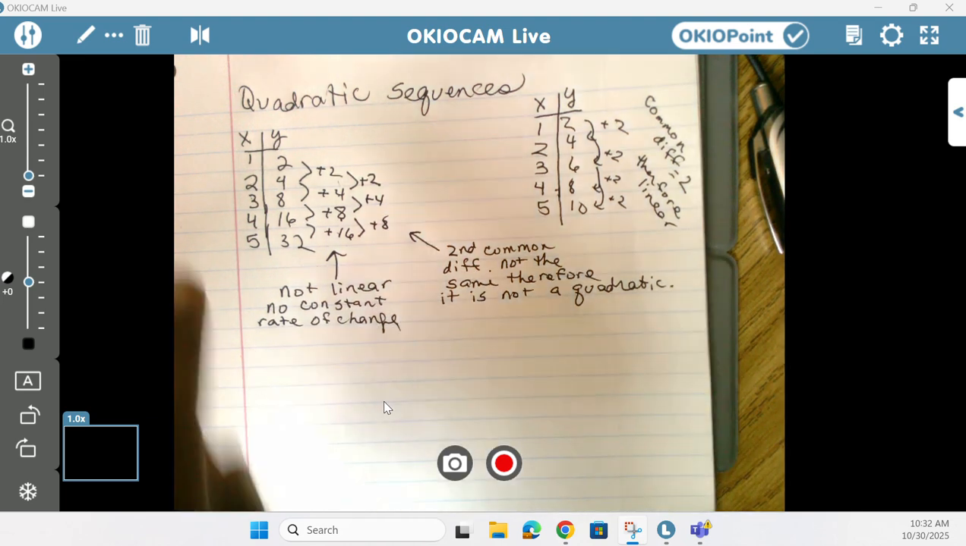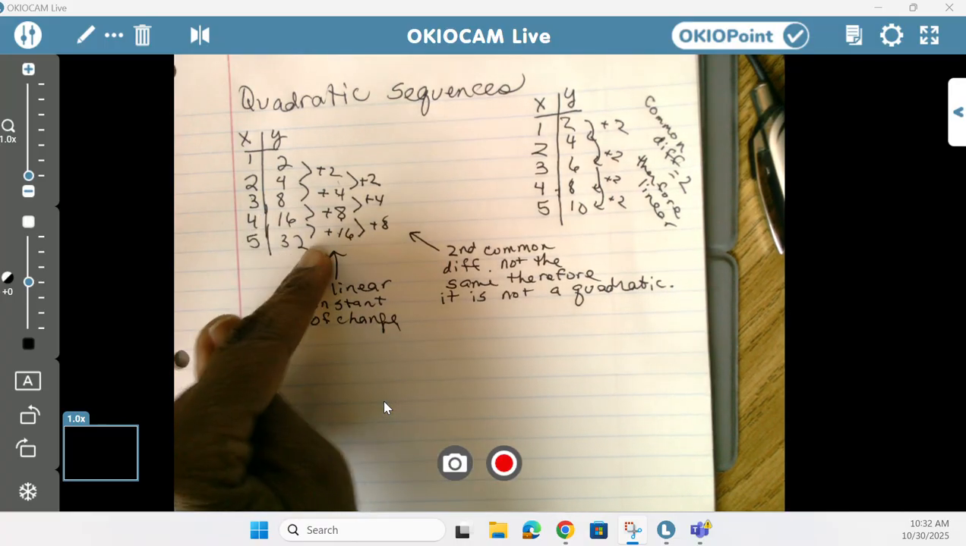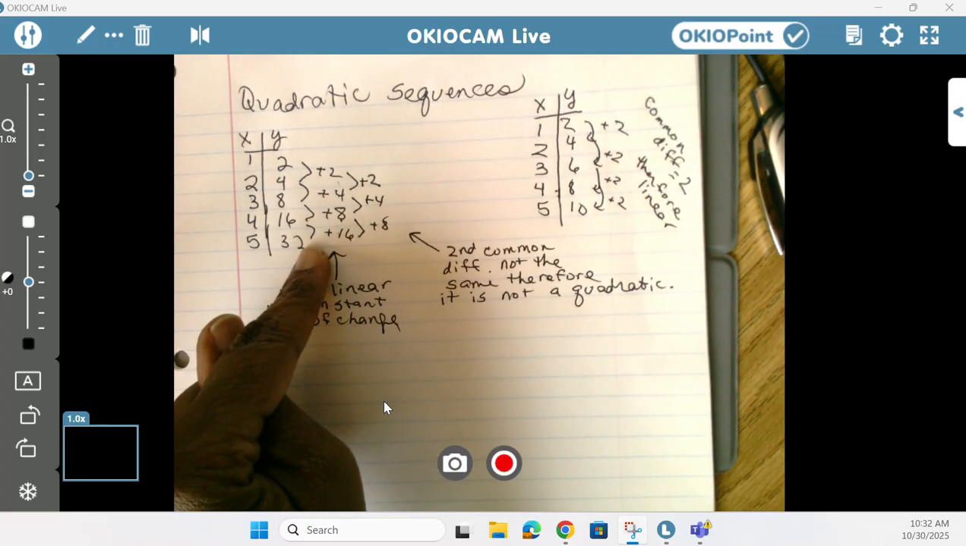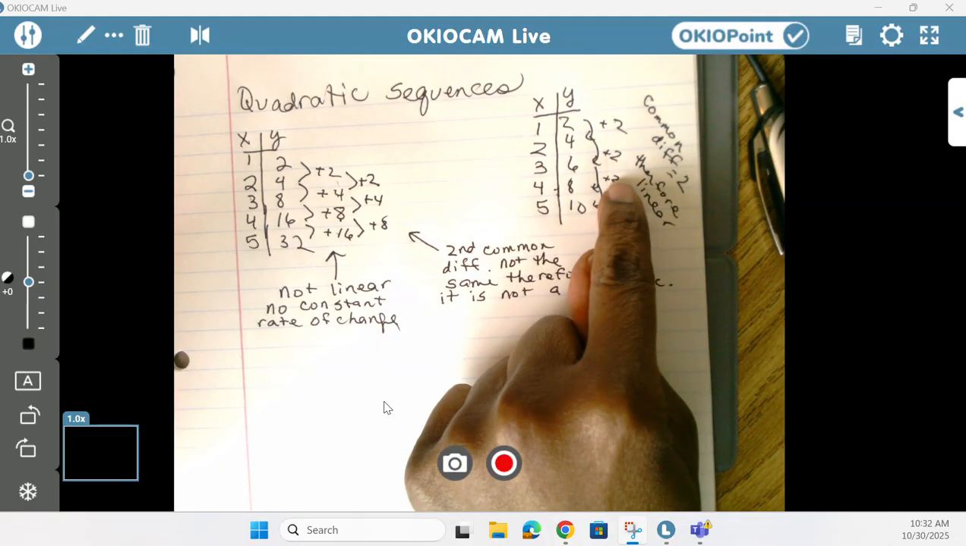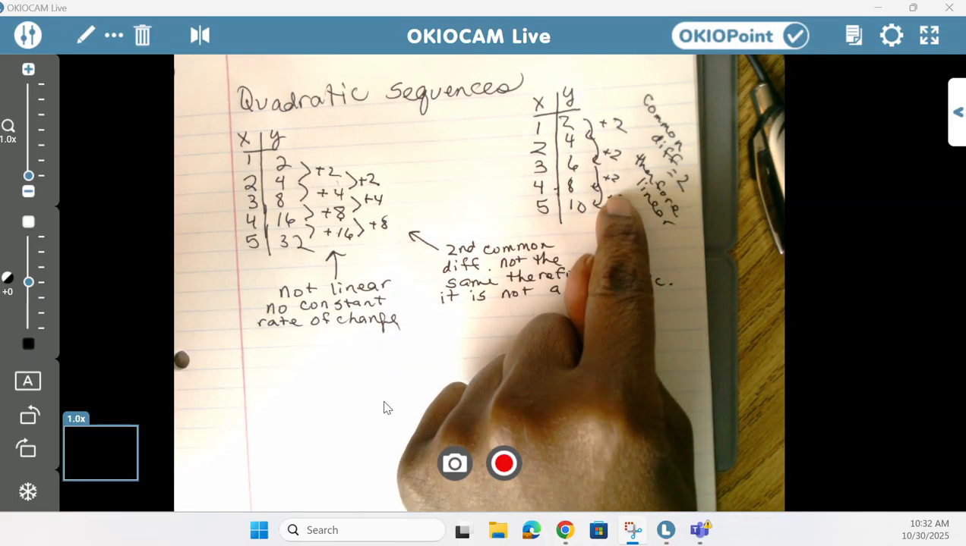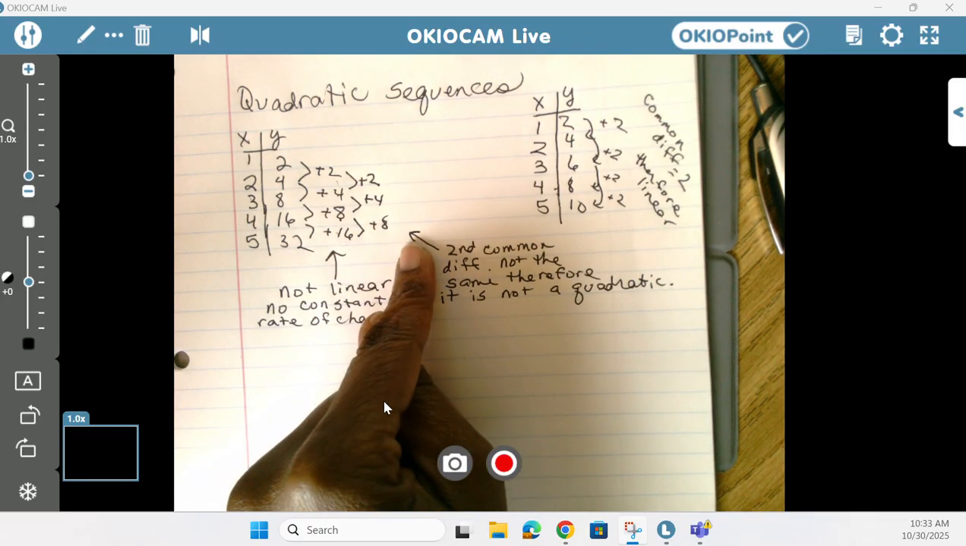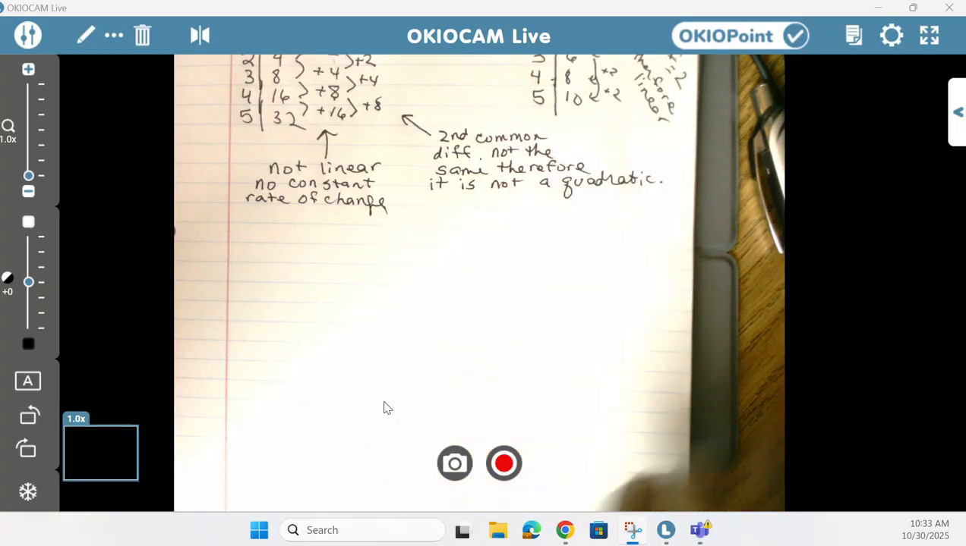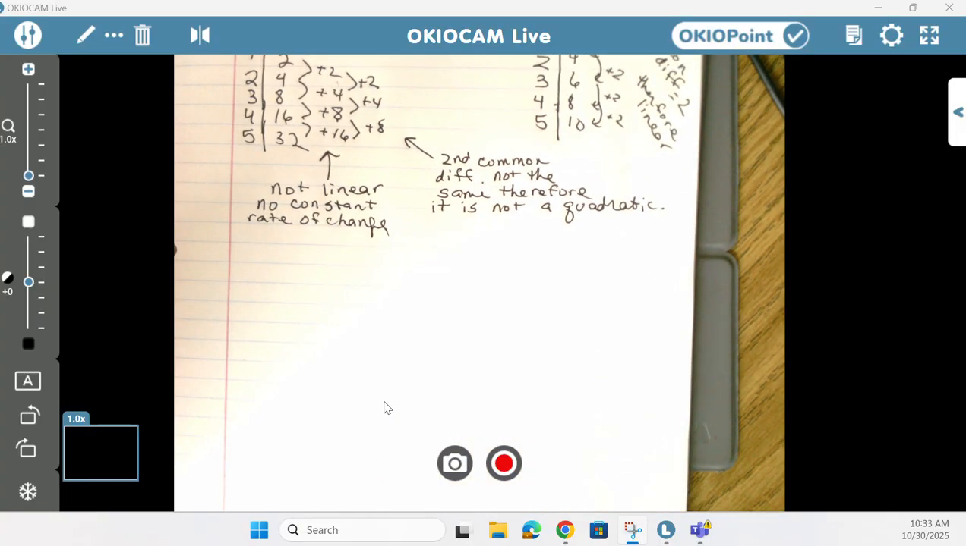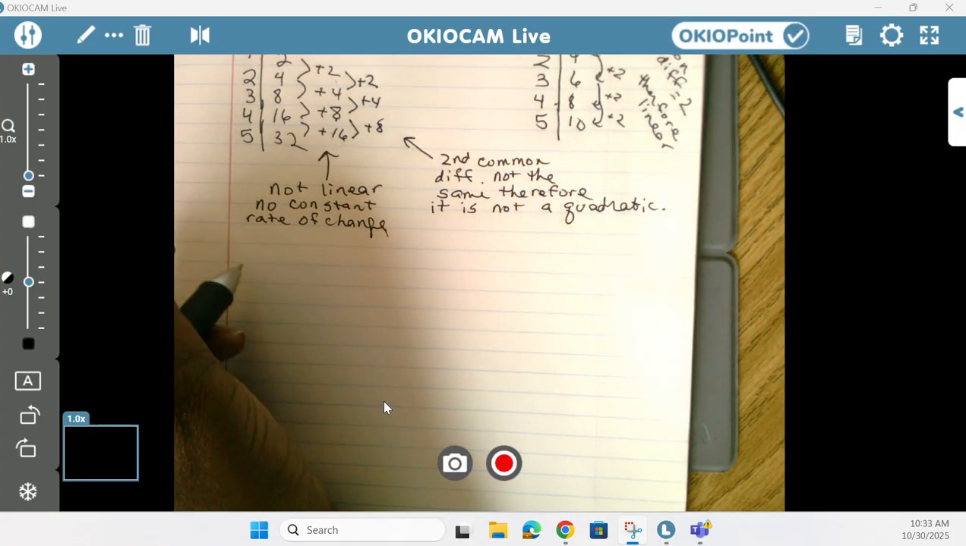Alright, this table is not linear and is not constant. This table is linear because the common difference is 2 on the first difference. This one is not linear and is not quadratic. Guess what this last one's going to be? Quadratic.